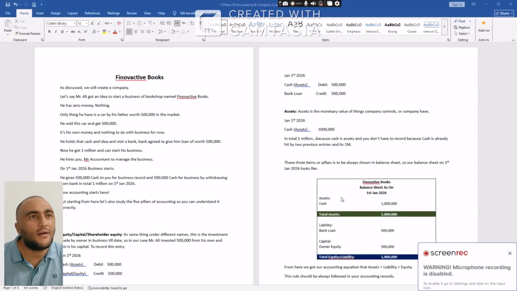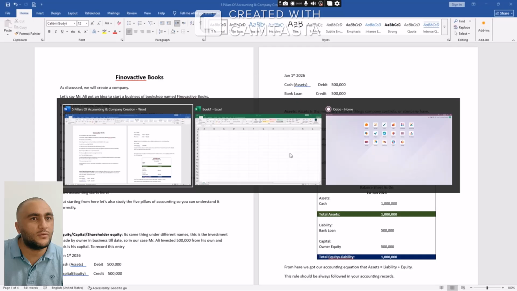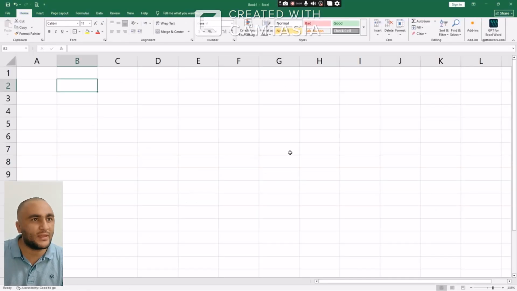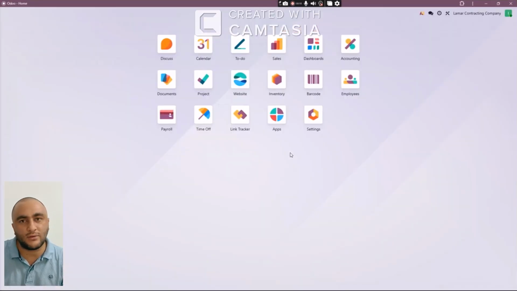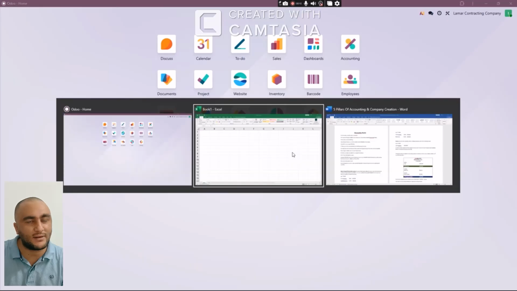Hi everyone. After the introduction, let's start with our course. We will start with accounting. Later, we will do accounting on Odoo. First, we will start with accounting.